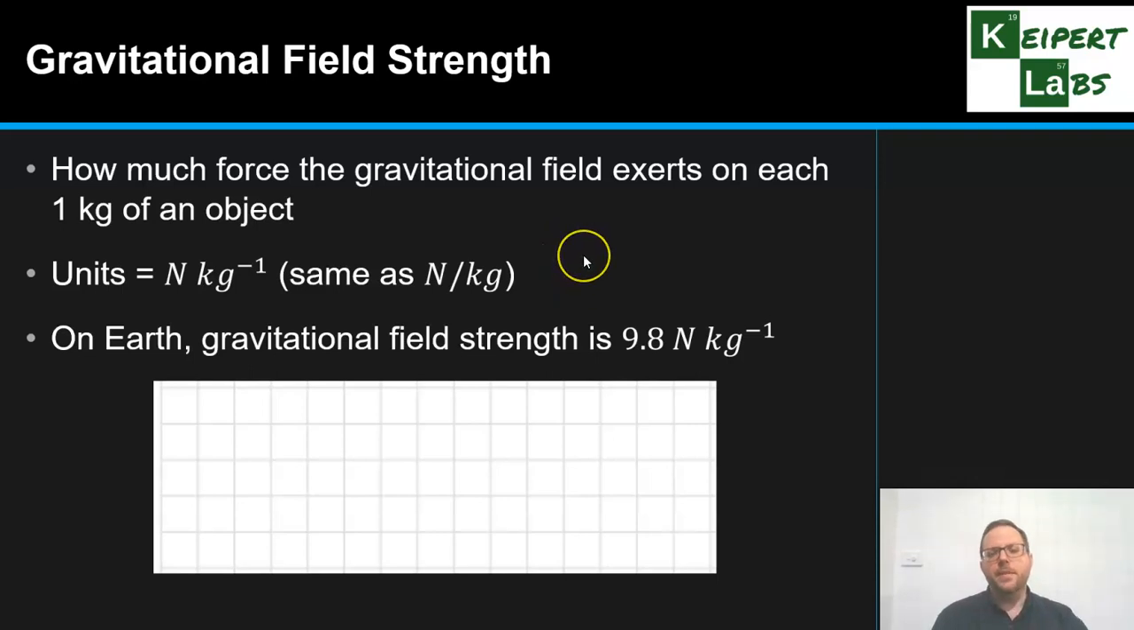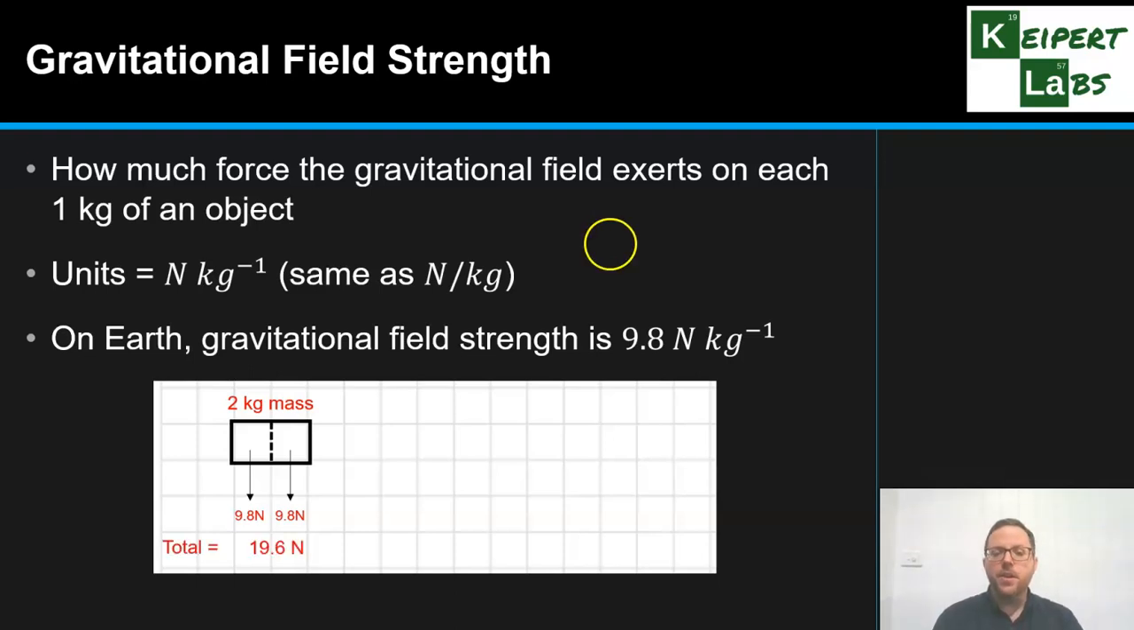What that means is, I'm going to show you using this grid, where each box represents 1 kilogram of the mass of an object. So if we have a 2 kilogram mass, let's divide it up. Each kilogram is experiencing 9.8 newtons of force. That means that the object in total is experiencing 19.6 newtons of force. That is 9.8 times 2.